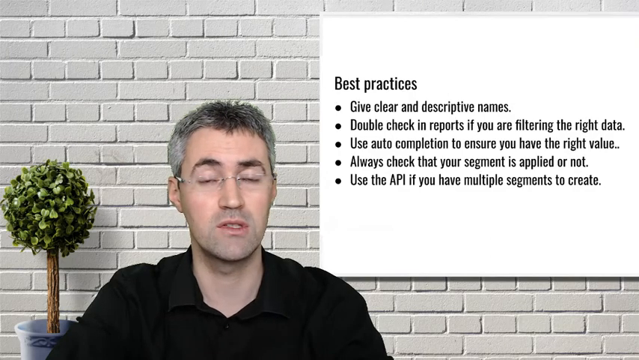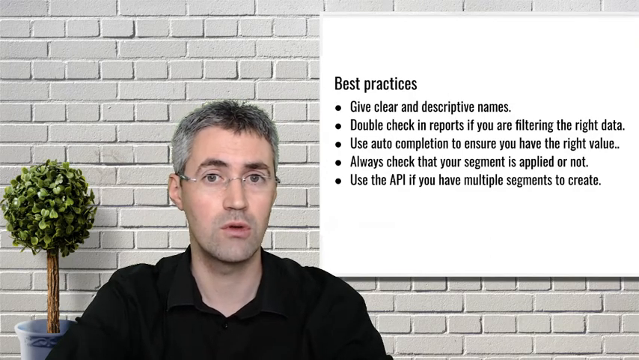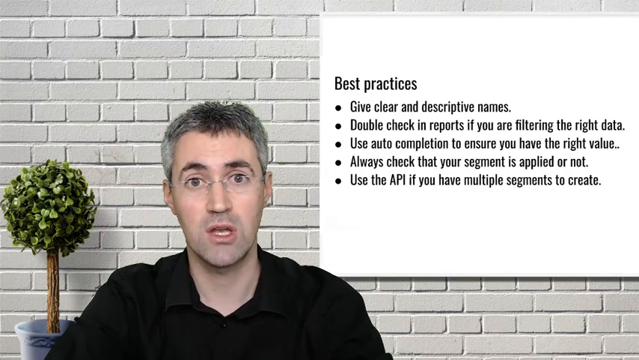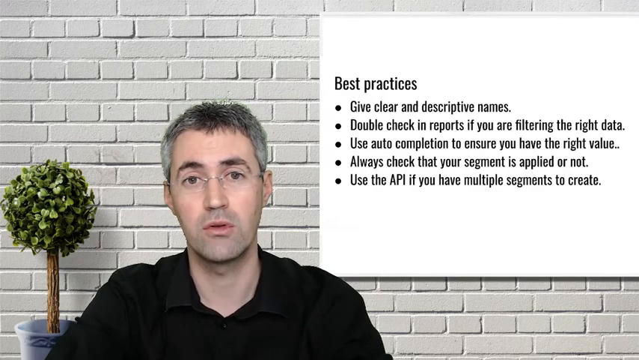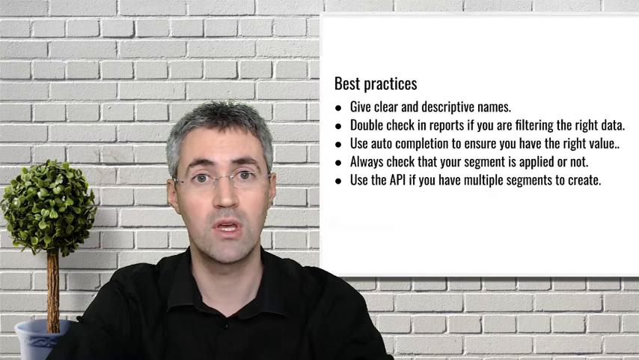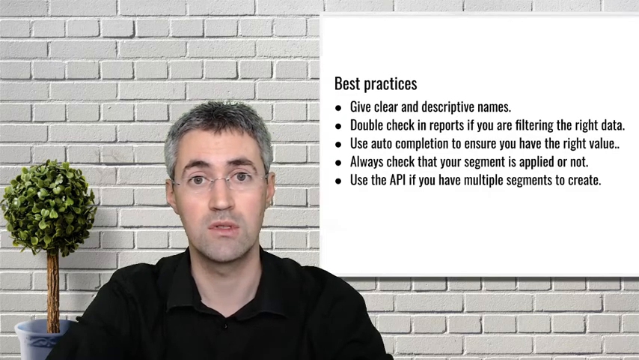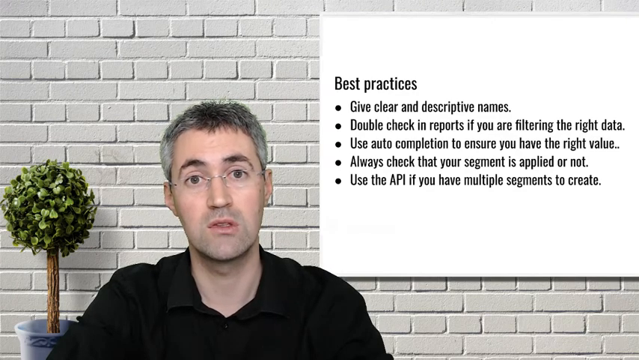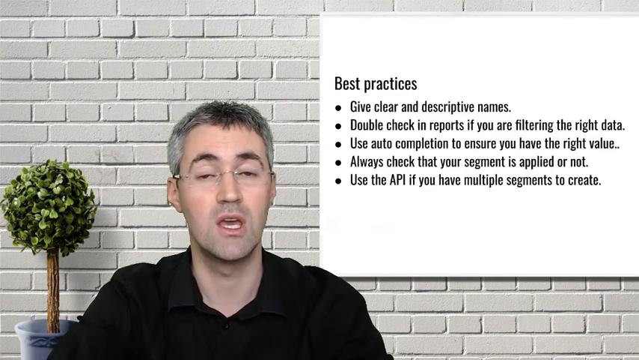There are some best practices when you create a segment. The first one is to use an explicit name in order for all your team to know what your segment is about. Then always check that the conditions that you define for your segments are the right ones. So always look at the type of report you selected and use the auto-completion in order to double check the values that you inserted within the field. Then when you look at a given report, once segments are applied, always check which segment is applied, and if you plan to create multiple segments, please use the API instead.